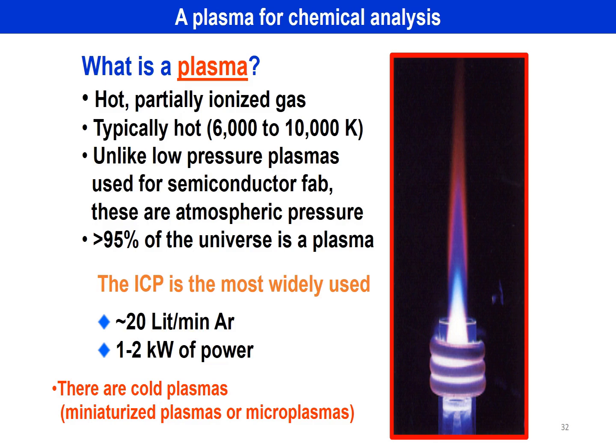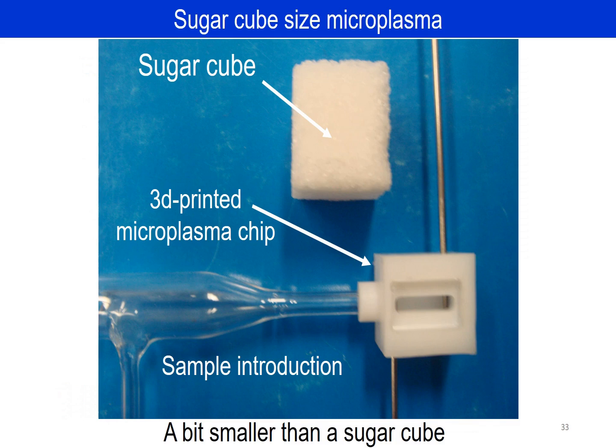This is a plasma that's been formed between those two electrodes I showed before. There's a quartz plate here that allows UV light to go through. The sample is coming in from here, and this microplasma, in this particular case, which is 3D printed, is a bit smaller than an actual sugar cube. So this is an actual sugar cube of the type one would be inclined to use with their coffee or tea, just to provide a scale.